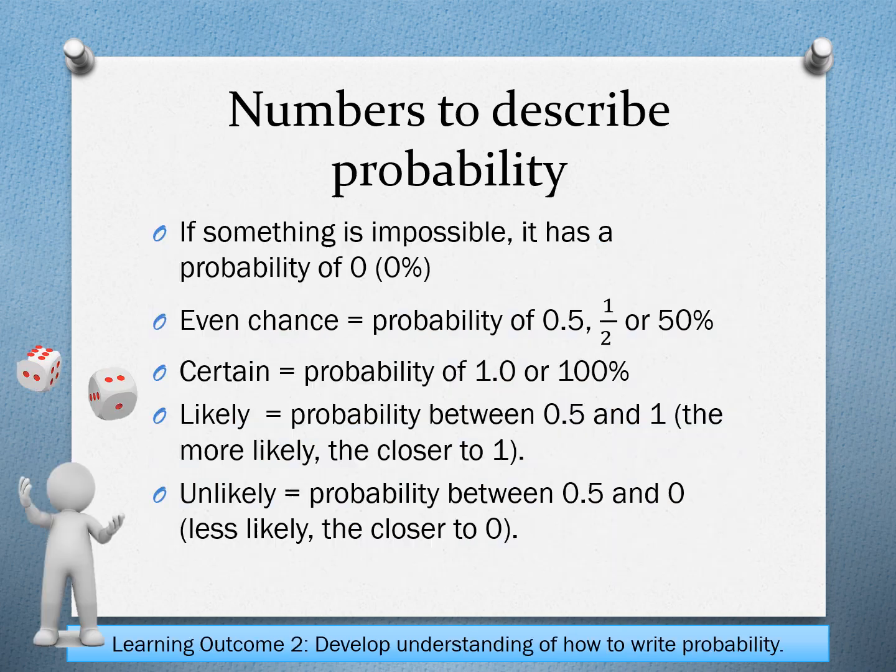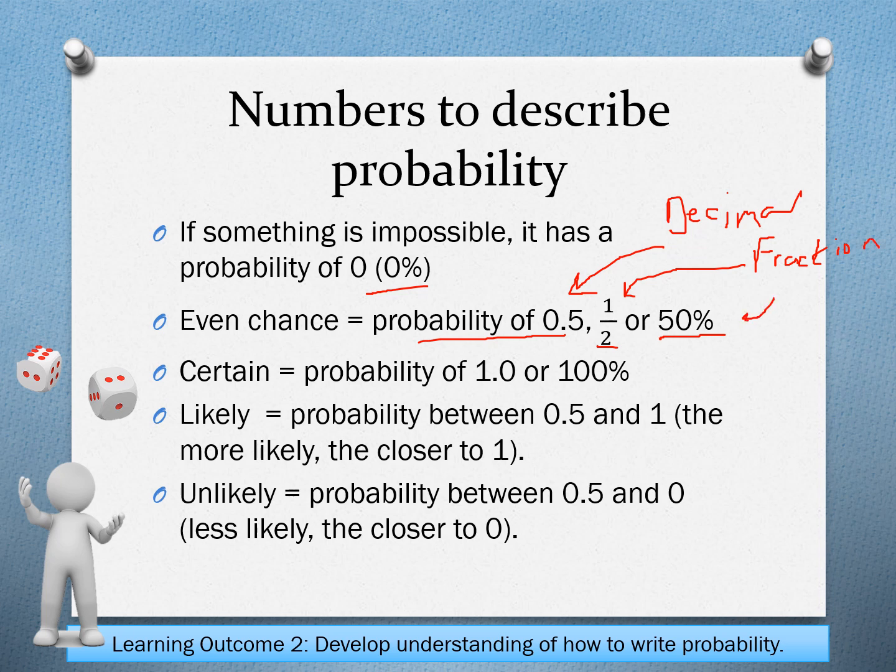So this next part, numbers to describe probability. If something is impossible, it has a probability of 0, so 0%. An even chance has a probability of 0.5, half, or 50%. Probability can be expressed as a decimal, that's our decimal, a fraction, that's our fraction, and a percentage, at the end.